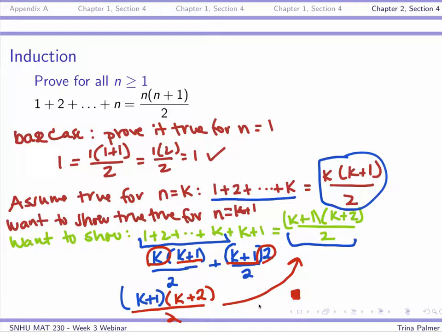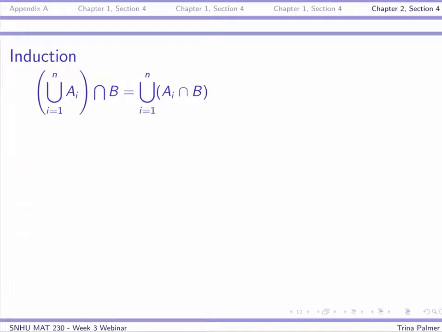Alright, so I have one more example of induction that is very similar to the very last homework question.